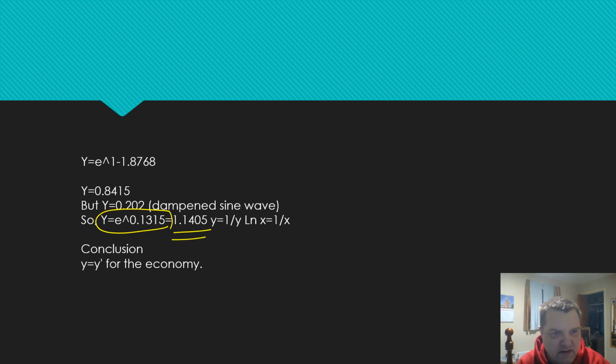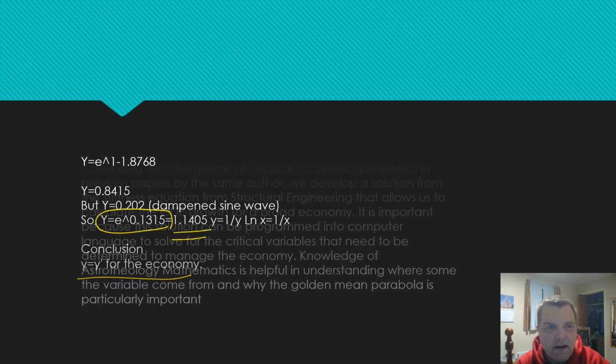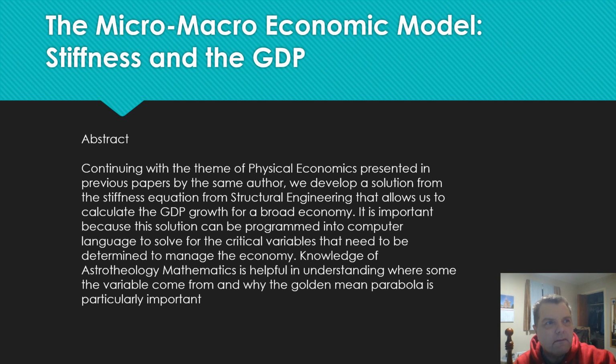So the conclusion we draw from this section is that y is equal to y prime. The economy or the function is equal to the derivative, which we know by now from astrotheology.